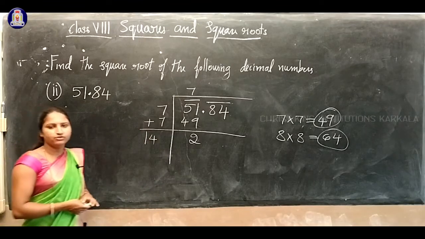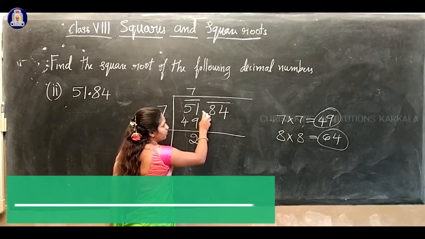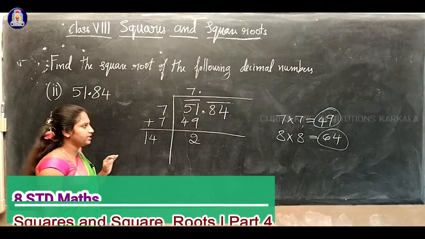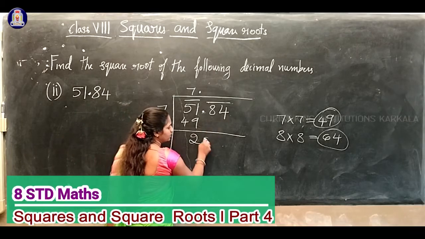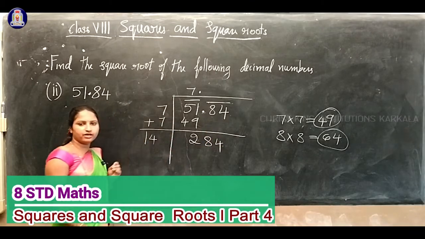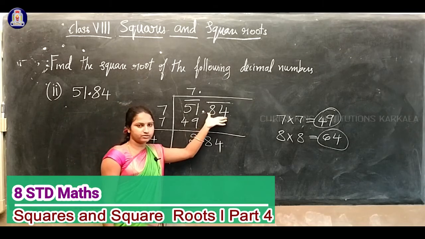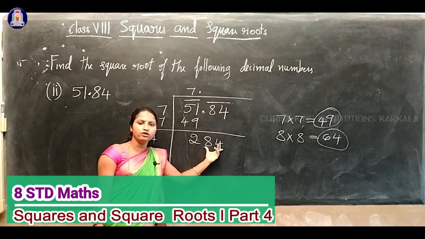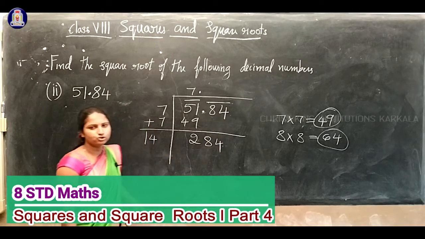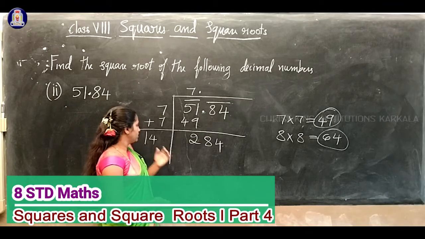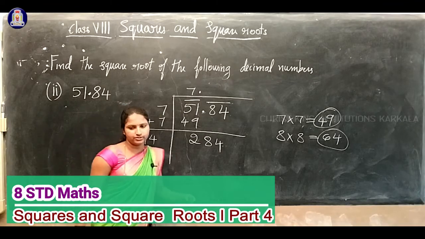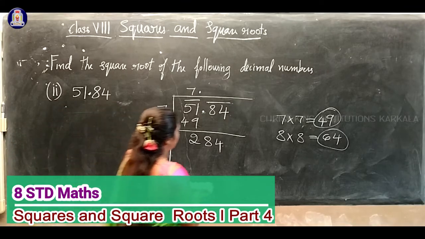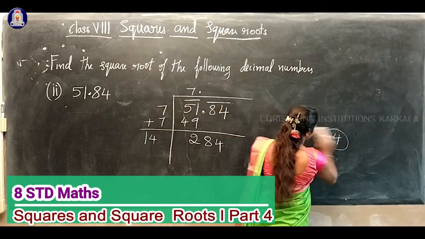Next see here, the decimal point is here. Put the same decimal point in this place. Next, you have to take the next 2 digits. We cannot take 1 digit. Consider both the numbers, the remaining 2 digits, that is 84, in the next step. So we will get 284, correct? Now 14 dash into dash must get 284. So now multiply and see.